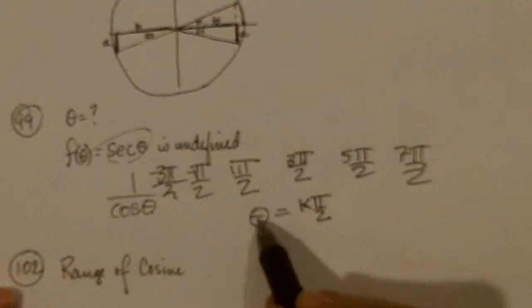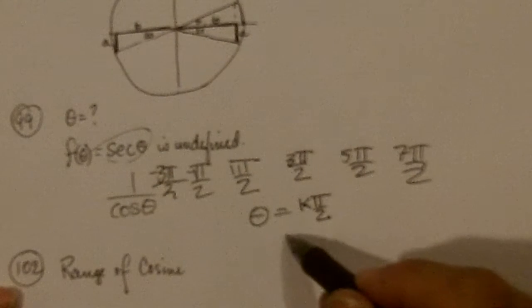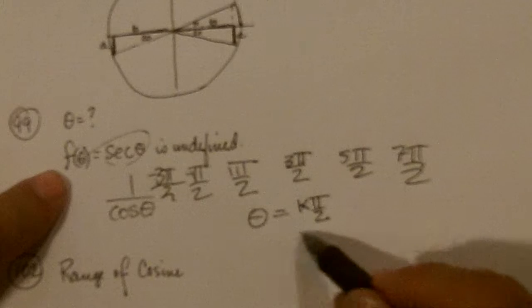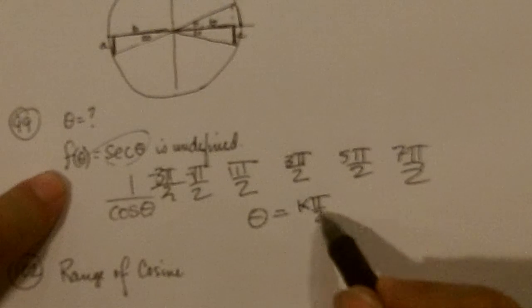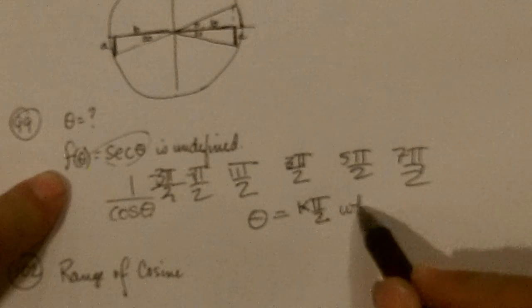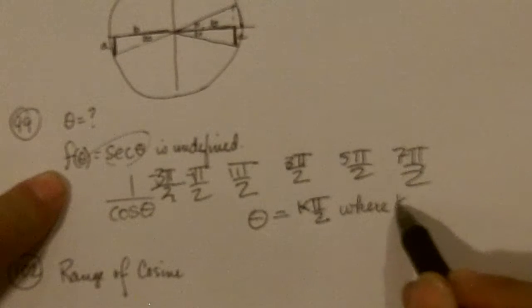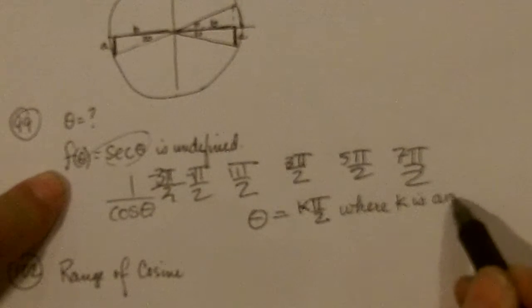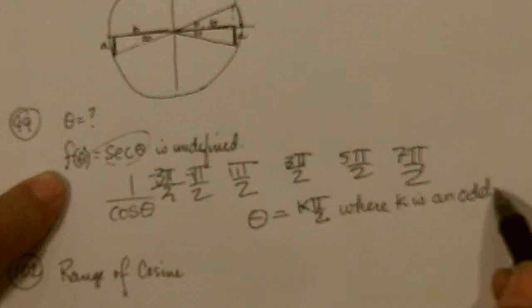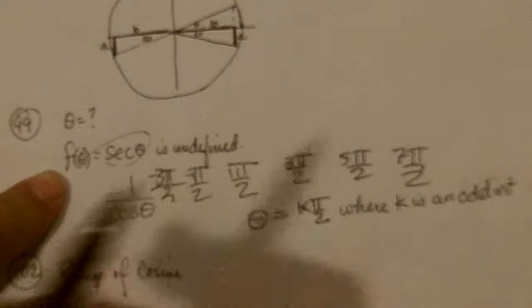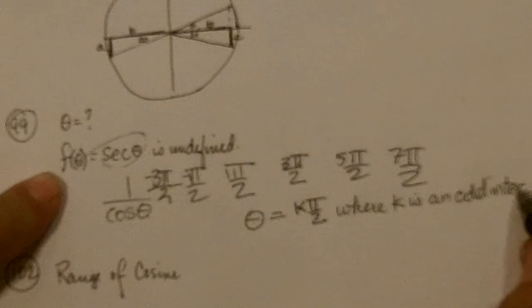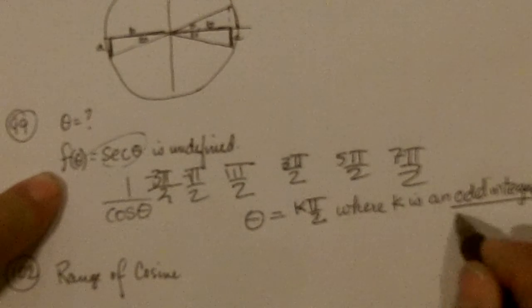So that's what theta can't be. It's undefined when theta equals k number of pi over 2's, where k is an odd integer. Integer is a whole number, positive, negative, or 0. But just the odd ones.